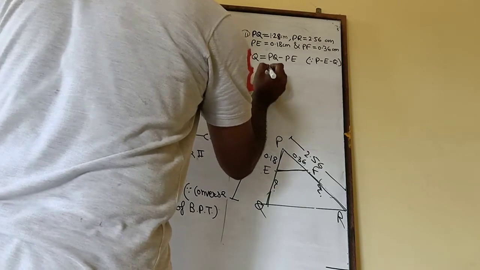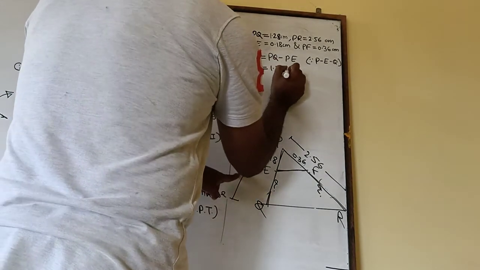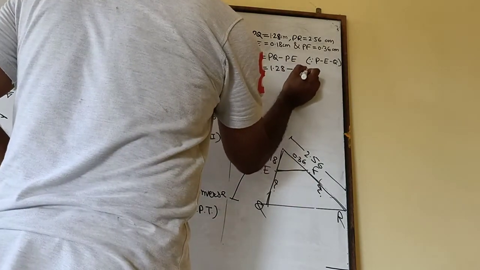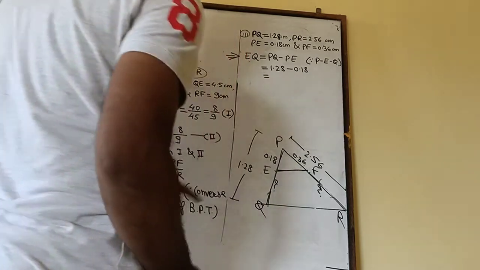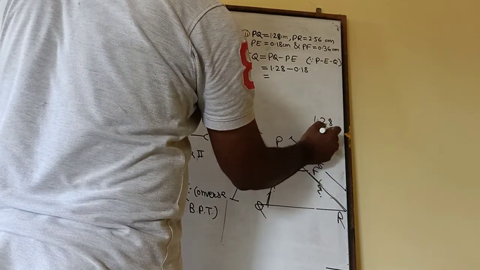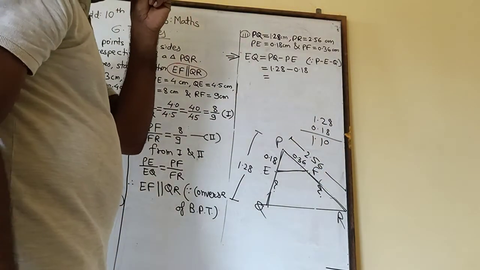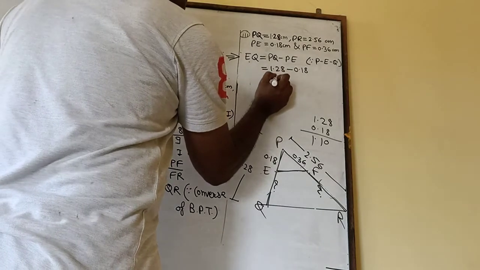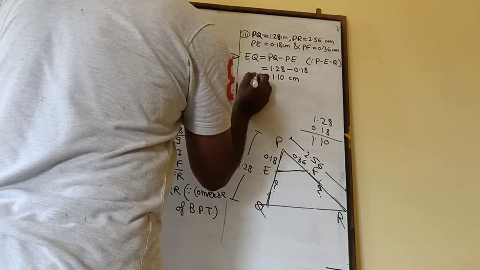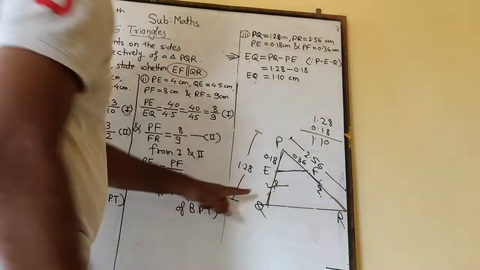So students, PQ is 1.28 minus PE is 0.18. When you subtract 0.18 from 1.28, what will you get? You will get 1.10, right? So 1.10 centimeter is EQ now. So we solve this, we get this now.